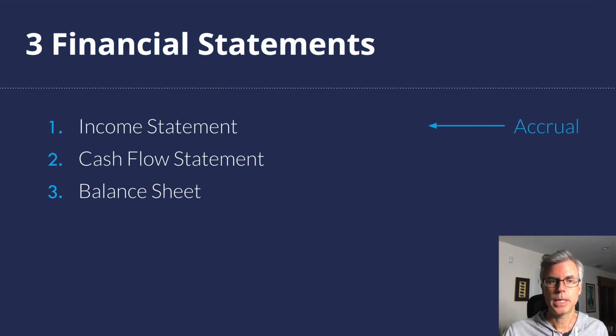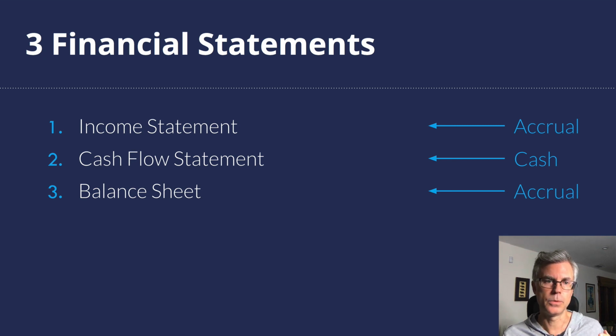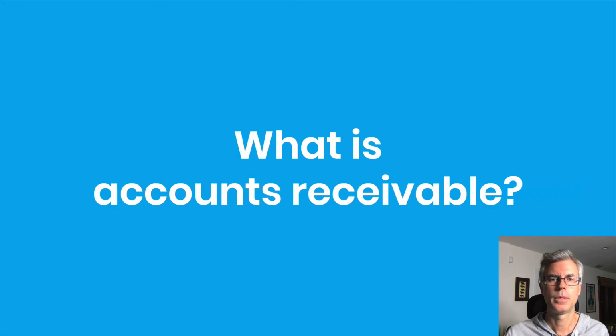The income statement is usually on the accrual basis, the cash flow statement is on the cash basis, and the balance sheet is also on the accrual basis. So there's kind of a mismatch, and that's why you need all three, because cash can look very different from accrual. You can be profitable, we'll see in a second, you can be profitable on the accrual basis, but get yourself in trouble on the cash basis. So let's talk about how this works in the real world.